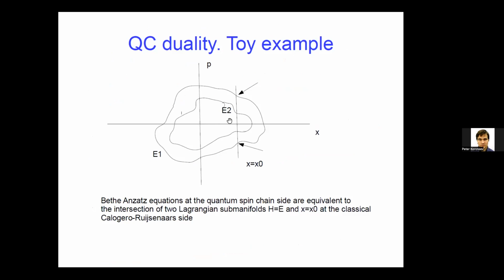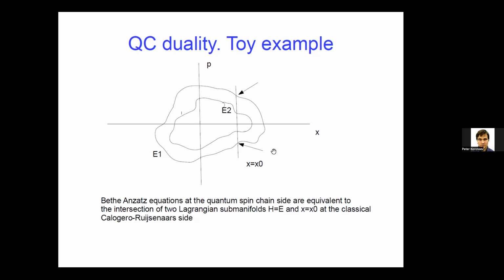Let me turn to the second type of duality, which is important for me. It is quantum classical duality. Once again, let me start with the toy picture. Consider some Hamiltonian system with one degree of freedom and consider energy levels. And let us consider the intersection of two Lagrangian submanifolds. One submanifold is the fixed energy level, E2 or E1, and the second Lagrangian submanifold is fixed coordinate here.